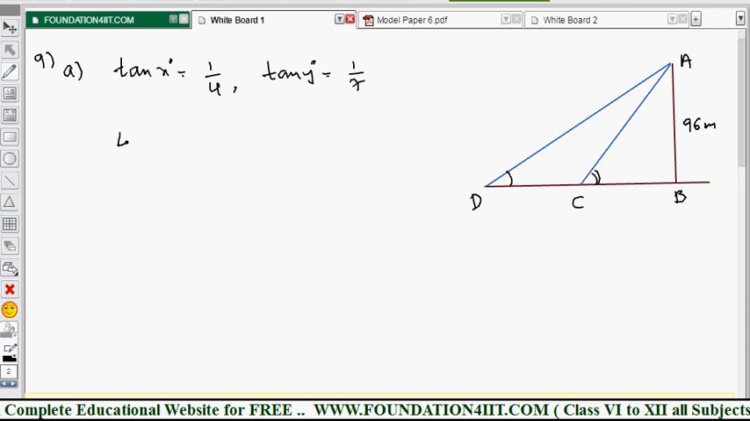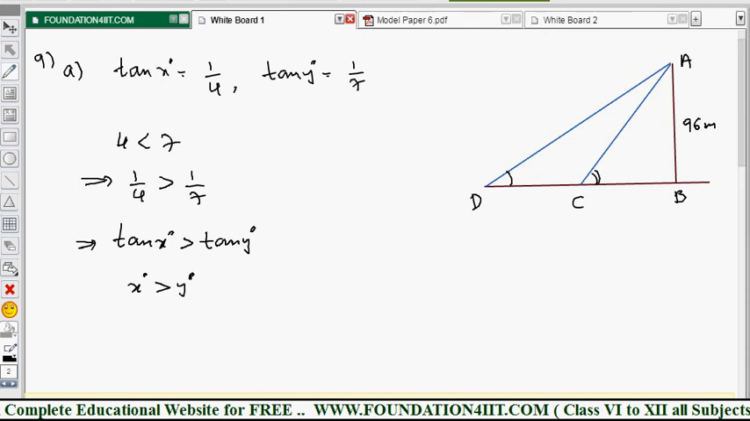We know that 4 is less than 7, right? If 4 is less than 7, then 1 by 4 is greater than 1 by 7. 1 by 4 is tan x, then tan x value is greater than tan y. If tan x is greater than tan y, then angle x is greater than angle y. That means x should be here and y is next. Now we should find the distance between CD. Angle ACB is x and angle ADB is y degrees. Let AB be the height of the church, 96 meters, and the distance between the two vehicles is CD. That only we should find out.